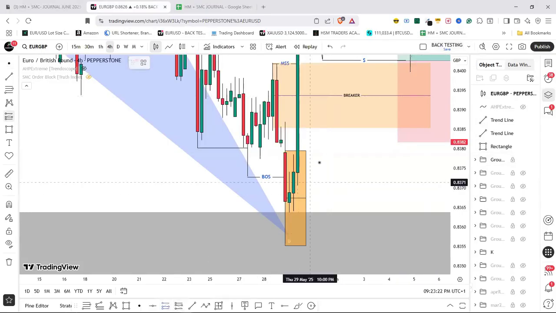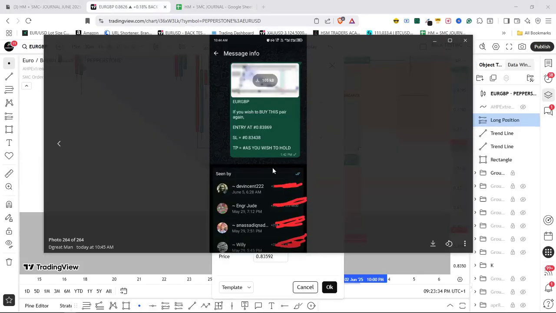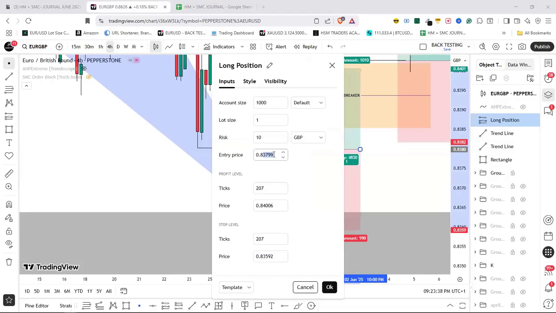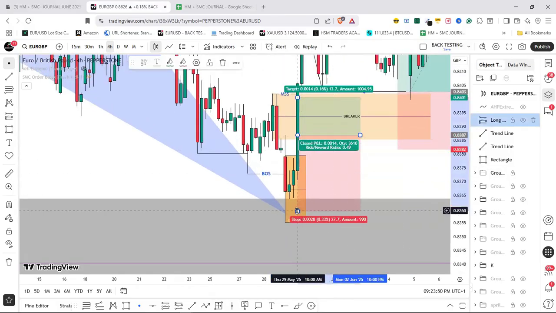Let me look at that. Entry is at 0.83869. That is the entry. You can imagine. So that was where I told you guys to take an entry and then stop loss around here.